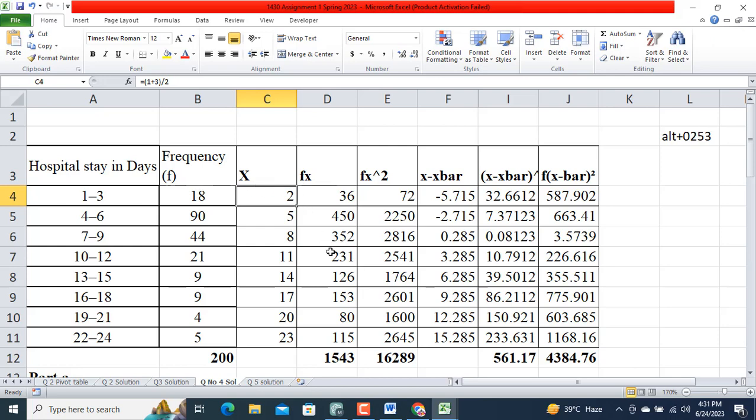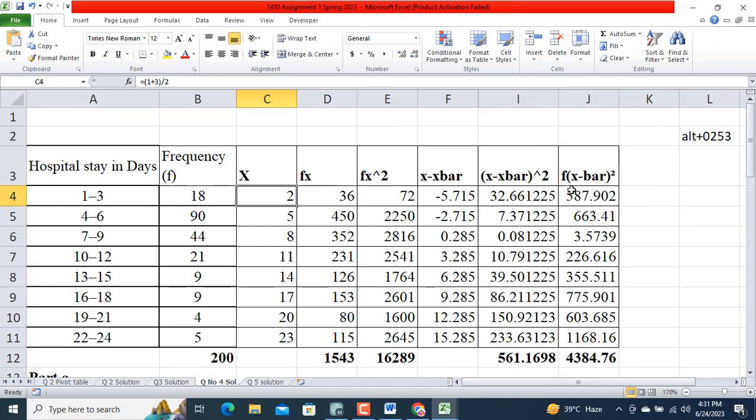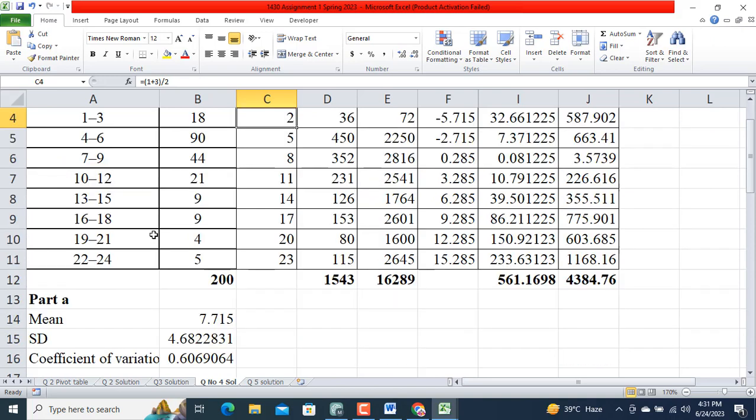We will get the fx column values and the sum of this column is 1543. Next, you can use either the formula fx squared, that is f into x squared, or f into (x minus x bar) whole squared, where x bar is the mean. The third column is f into (x minus x bar) whole squared. Please write it here, x bar. So here is the mean, obtained by dividing the sum of column D by the total frequency, which is equal to 200. We will get the mean.